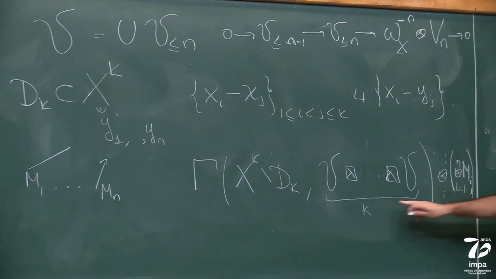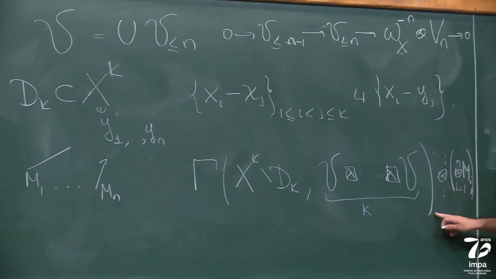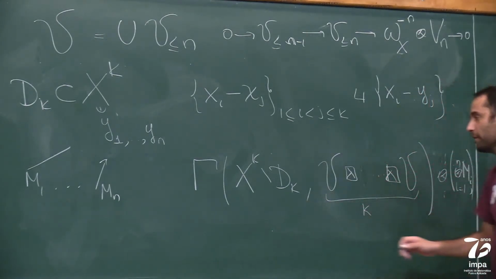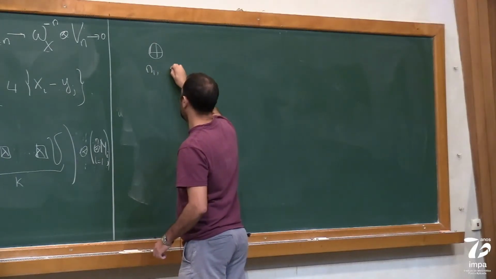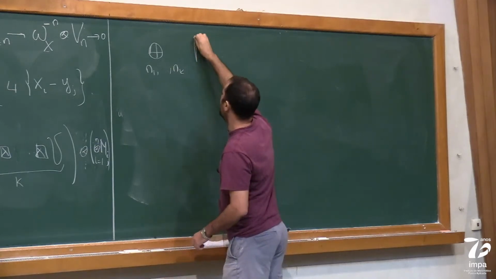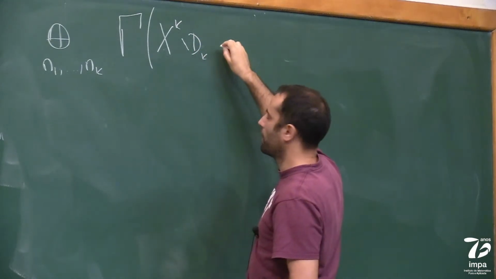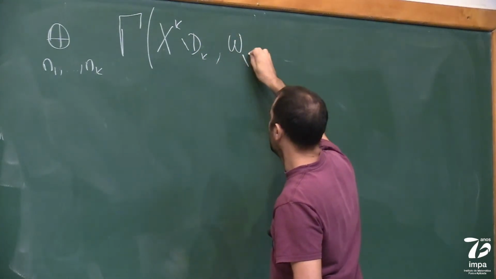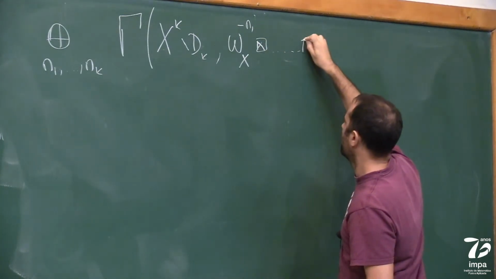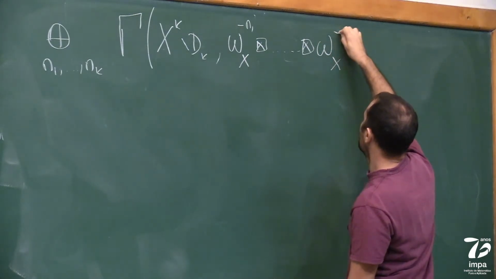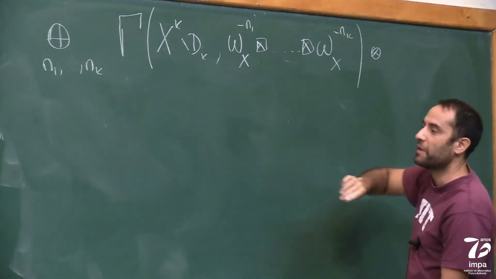So I didn't tell you what this bundle is, but I did tell you what is going to replace this whole thing, and it's going to compute the same homology. And that thing is: take the sum over n1 up to nk of sections on, again, X^k minus that divisor of omega_X^{-n1} box ... box omega_X^{-nk}. And here I'm going to tensor with V copies.